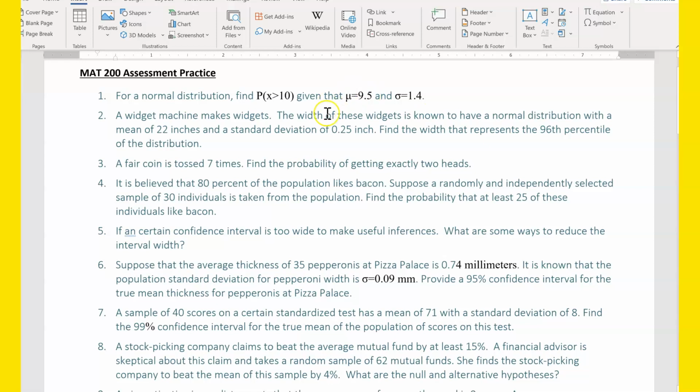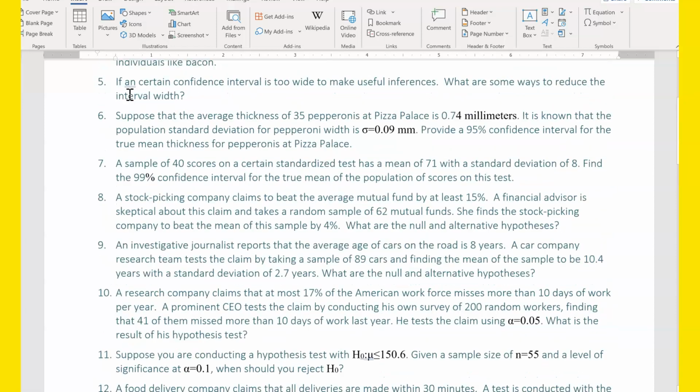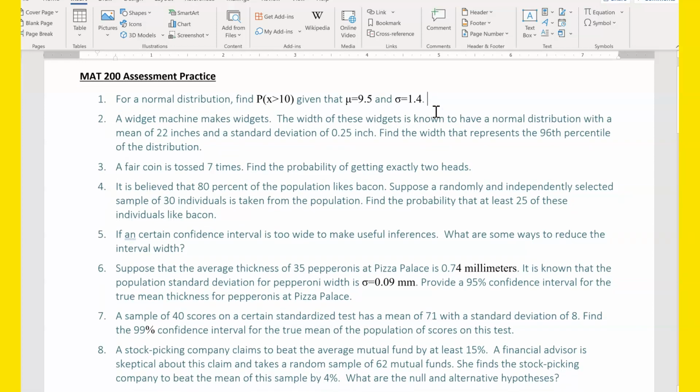I would recommend that you actually try this practice assignment on your own before watching this video. That way you can just watch the video for what you need, and it'll help you better that way, I think. But let's get with it.